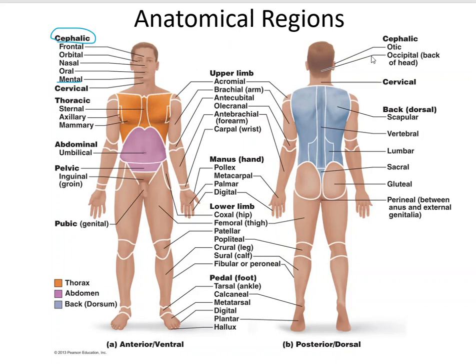Okay, the otic region, that's just another word for ears. Buccal, I don't know if they've got this on here. Well, if they don't, I'll put it there. That is the buccal region, B-U-C-C-A-L. That means your cheeks. That is on your lab list, so it's got to be on there.